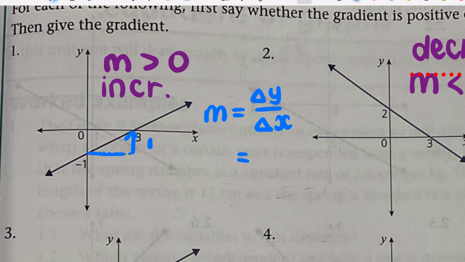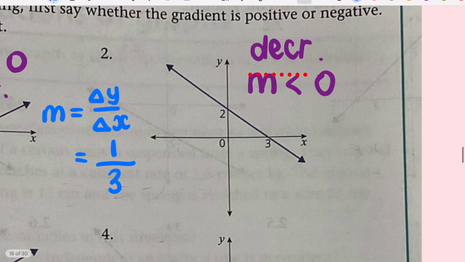And the change in the x-axis from 0 to 3 was 3 spaces that it moved, okay? And remember that when we move right, that is the positive direction of x. And if we move left, that's the negative direction of x. If we move up, that's the positive direction of y. If we move down, that's the negative direction of y. So both of these were a positive direction. So the change in y was 1 over the change in x was 3. So there you have your gradient for the first one.